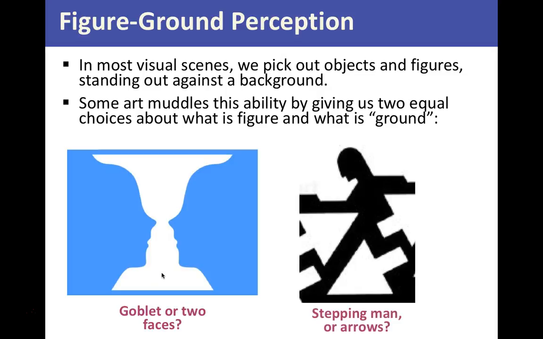This is another nice example that I like. If you see the black as the figure, you'll see a stepping man, if you will. But if you see the white as the figure against the black background, you see one arrow going this way, another arrow going that way, and it flips on you. It's hard to keep it focused on one or the other, which one's figure, which one's ground, because of the way the art was put together, it muddles this ability.